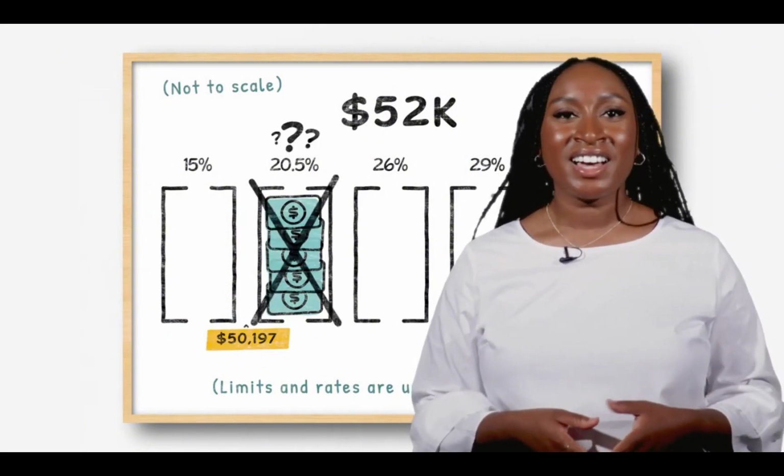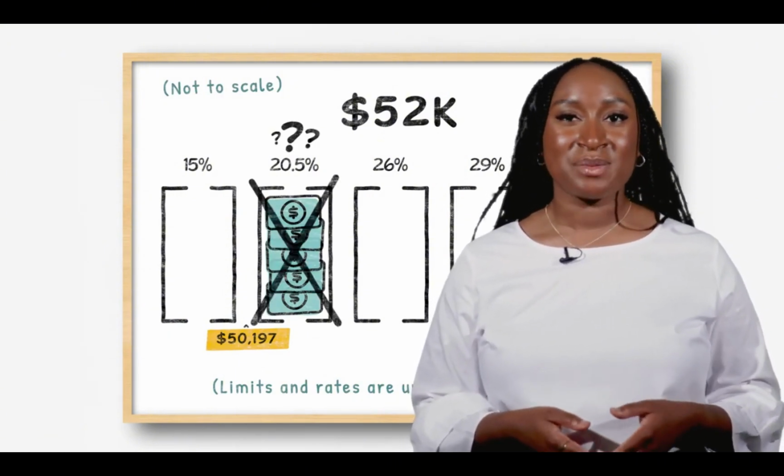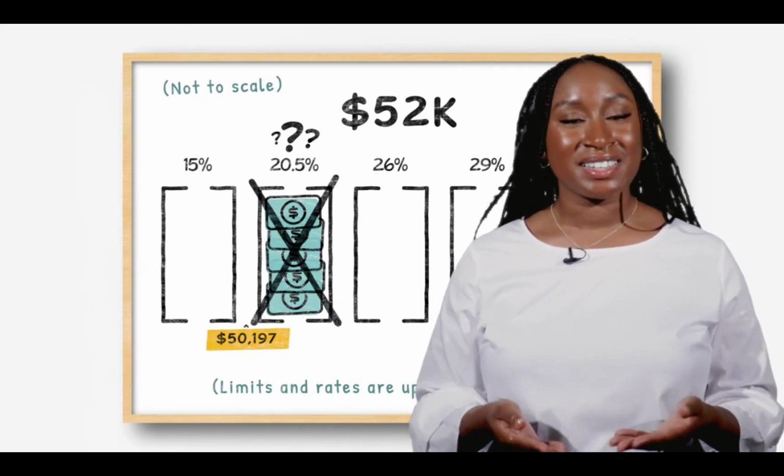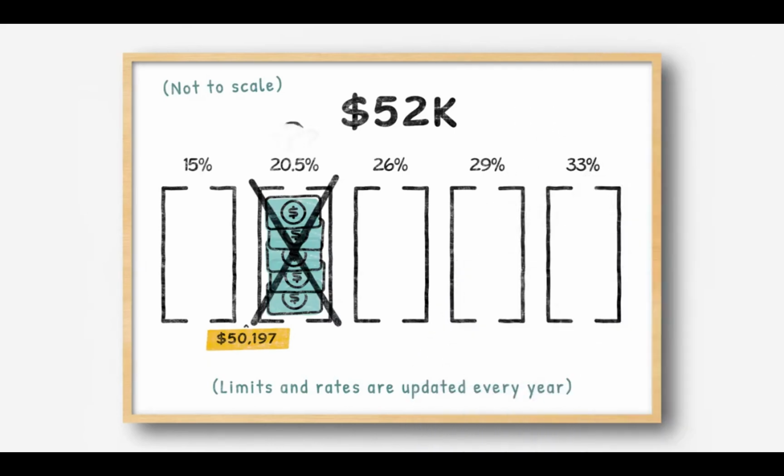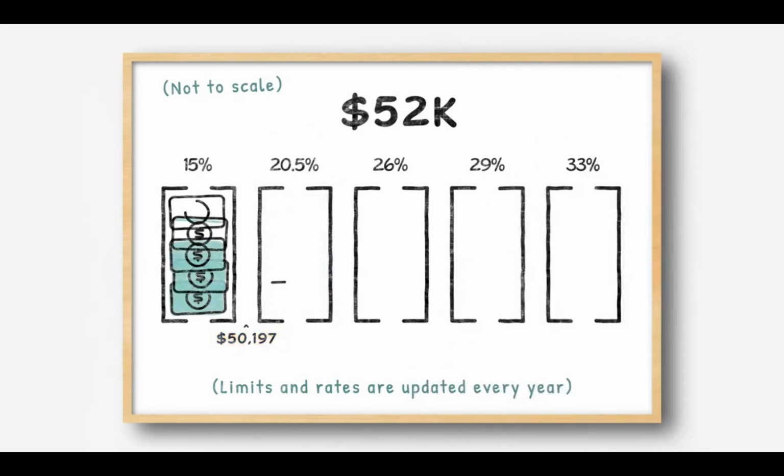This is wrong. Only the additional amount of taxable income you made in the next bracket gets taxed at the higher rate. So if you made $52,000, only $1,803 of it will be taxed at 20.5%.